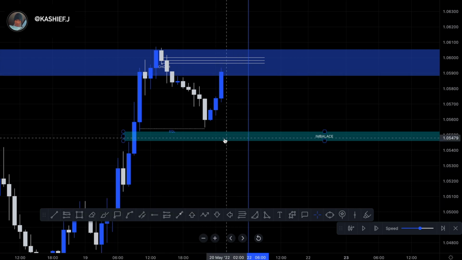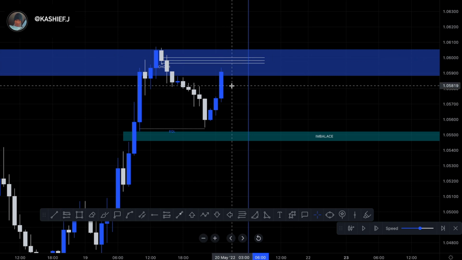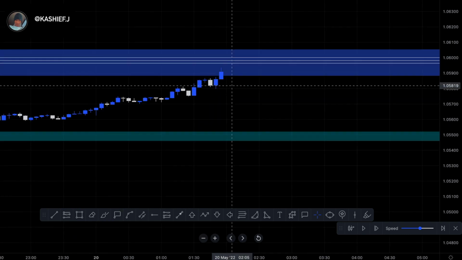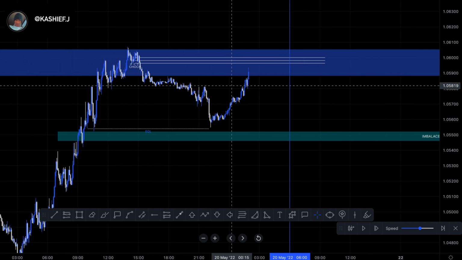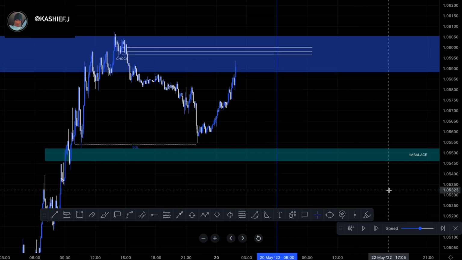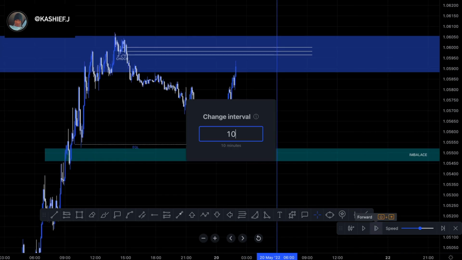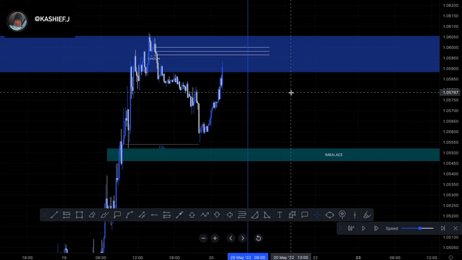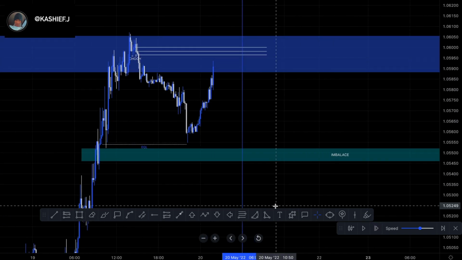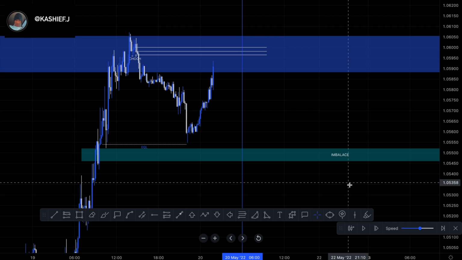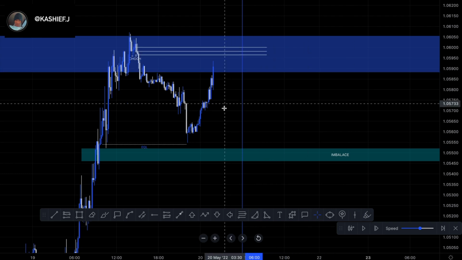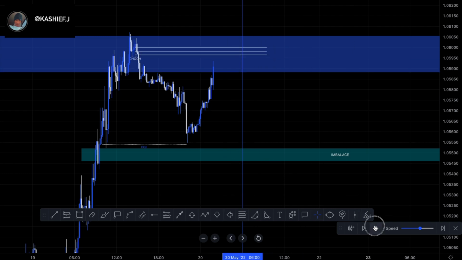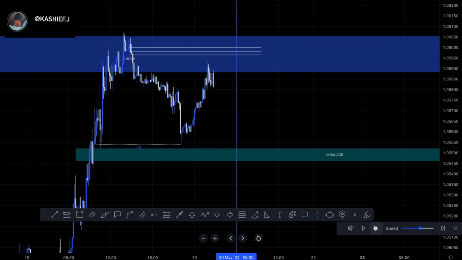and I said the next time the market comes back into this area, I want to see some form of momentum candle from this specific zone. So I was on my 10-minute time frame, and all I did was wait, be patient, until the market returns.